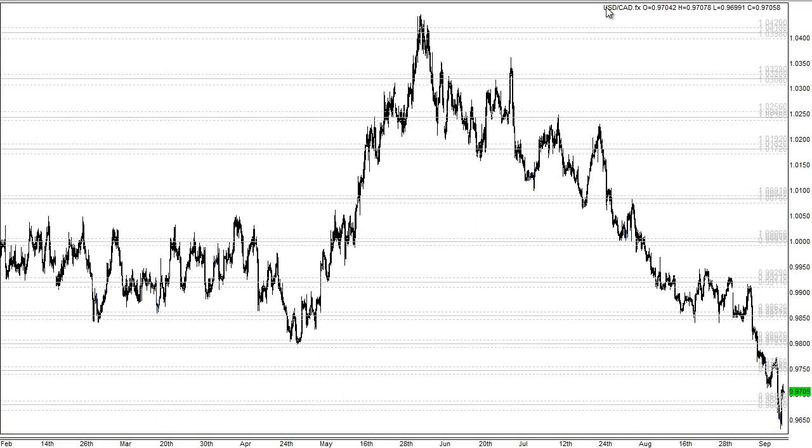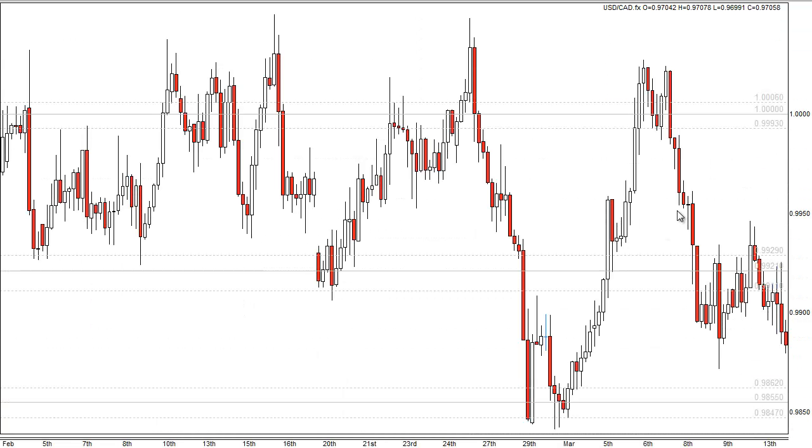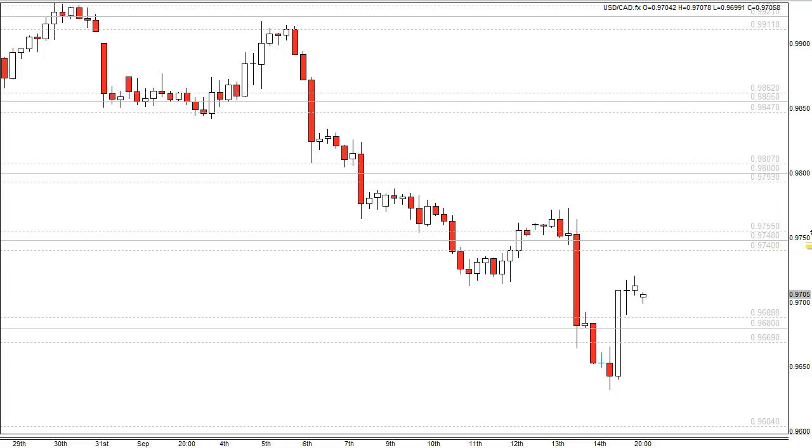Let's take a quick look at USD-CAD. Okay, USD-CAD will start with resistance again. Above the current price level, we have a resistance area here. It spans between the 0.9740 and the 0.9755. It did act as an area of resistance last week. Price bounced away from here.